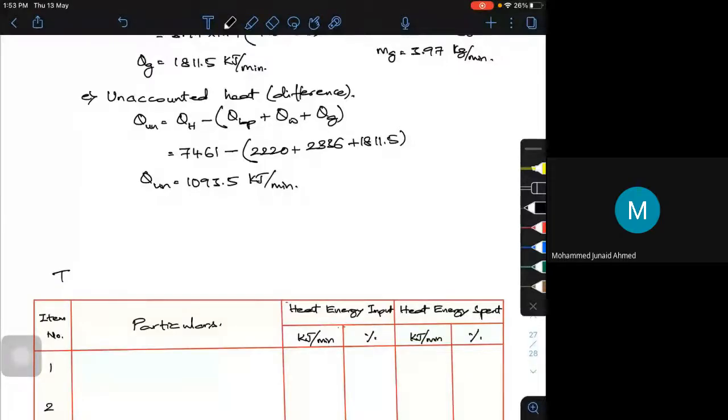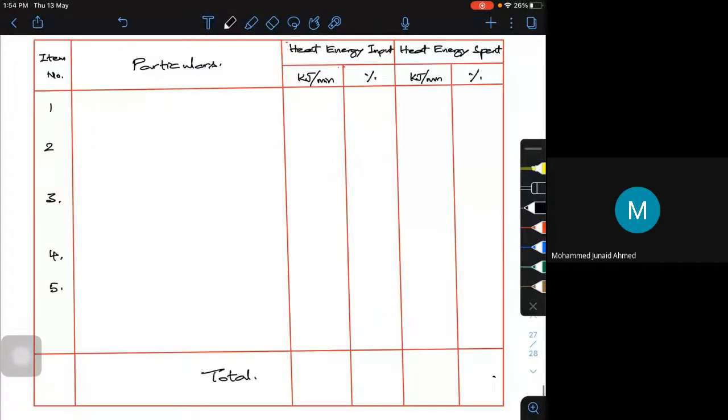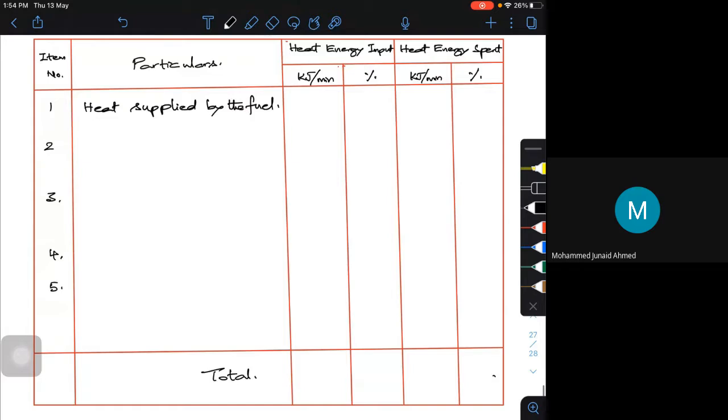Now the tabular column, the heat balance sheet. This is your heat balance sheet. We'll try to put everything over here. The first thing is heat supplied by the fuel, which is 7461 kilojoules per minute, which is 100%.